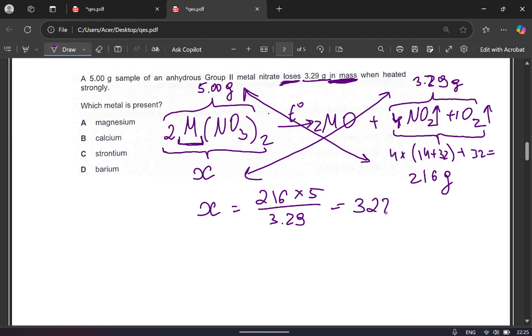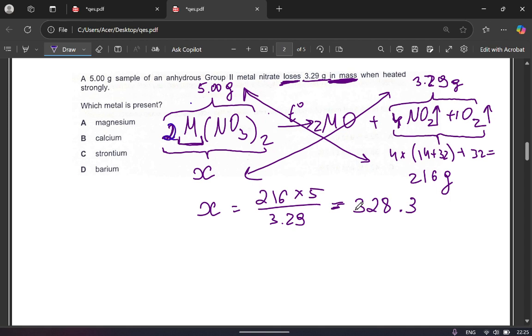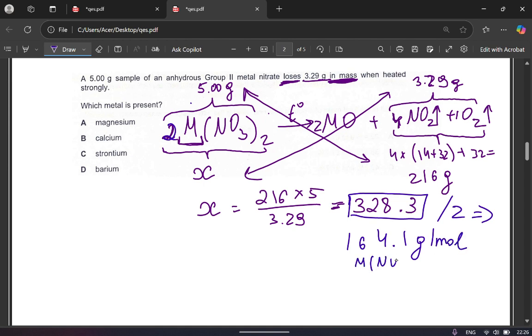So it is 328.3. But if we look at the balanced equation, we're going to see that we have 2 right here. So we need to divide this value by 2 to get the real molar mass of the metal nitrate. So we're going to get 164.1 grams per mole of metal nitrate.